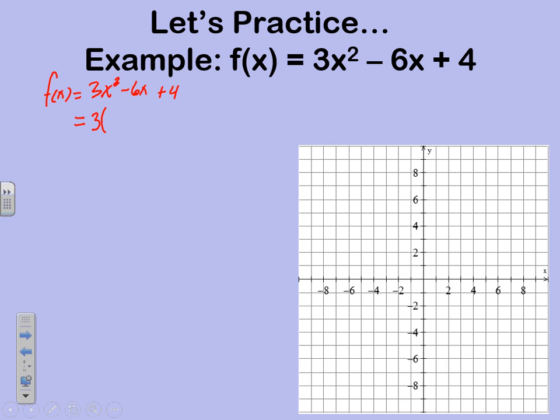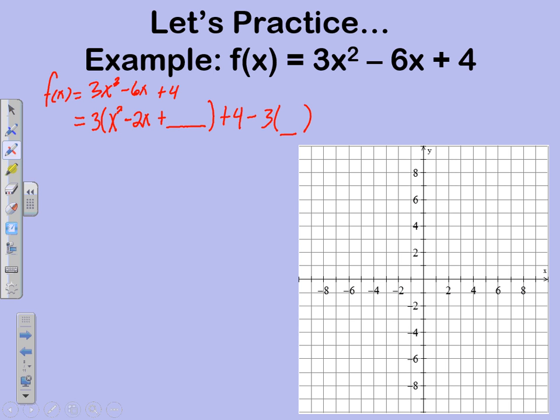So if I factor 3 out of 3x squared, I'm going to be left with 1x squared. If I factor 3 out of the negative 6x, I'm going to have a negative 2x. Now, I'm going to say plus some number. We don't know what that number is yet because we haven't done that part. And then we still have plus 4 here, minus the a term multiplied by some new number.